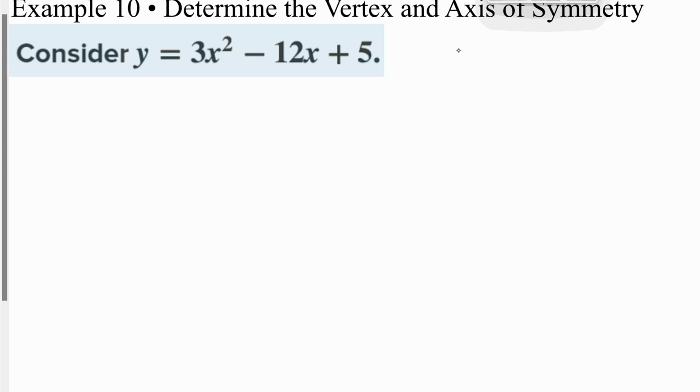Determine the vertex and the axis of symmetry, so that means we want to put it in vertex form: y equals a times (x minus h) quantity squared plus k. So I need a perfect square trinomial in order to write this squared, right? But we can see that a is 3, so we need to divide everything by 3.